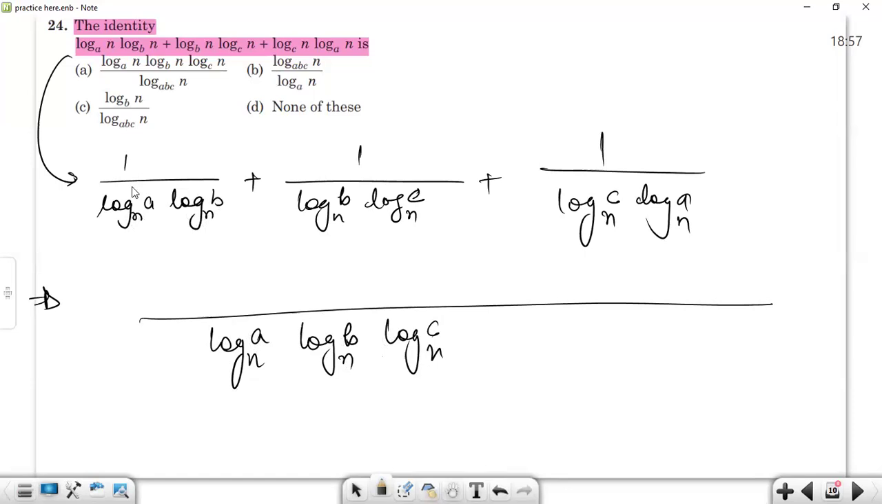When this term gets divided by this, what will be remaining? When this is divided by this, what will be the quotient?